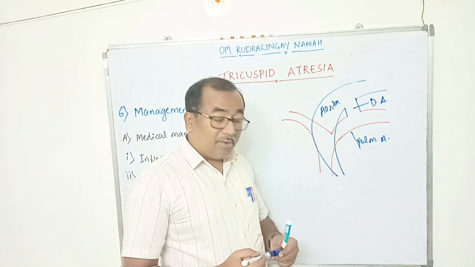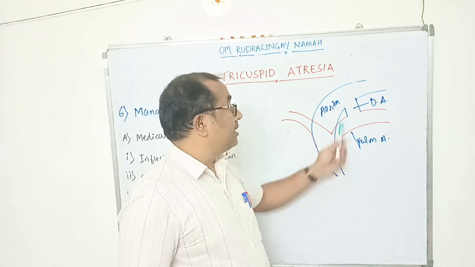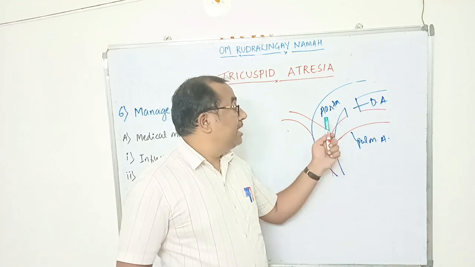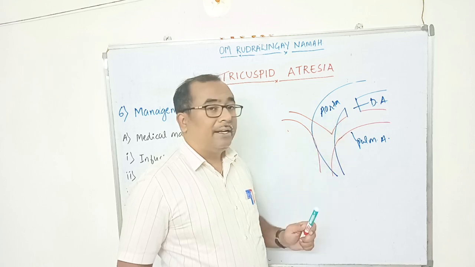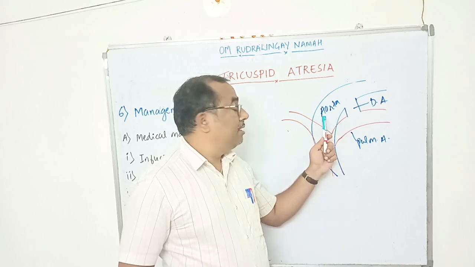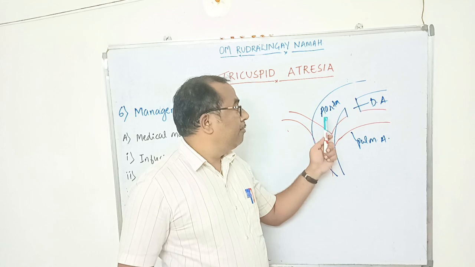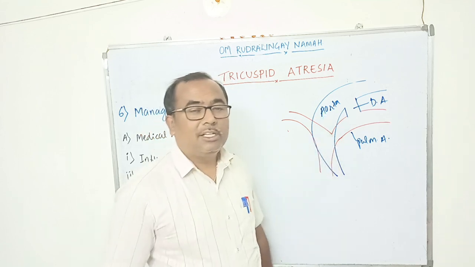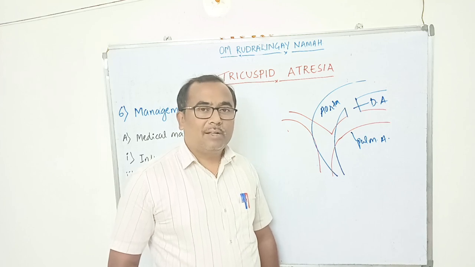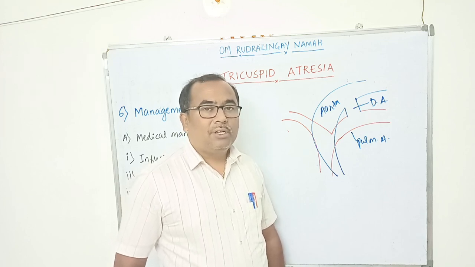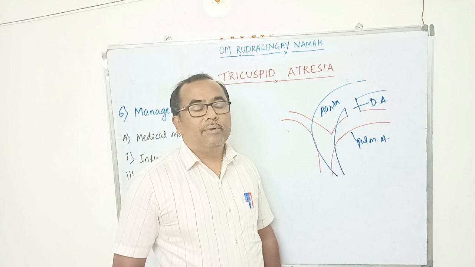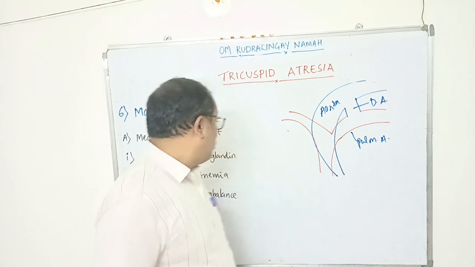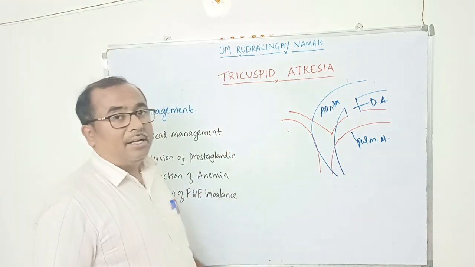So how is it going to help in tricuspid atresia? When the ductus arteriosus remains open, there is a shunting of blood from the high pressure aorta to the pulmonary artery. This leads to increased pulmonary blood flow, increased oxygenation of blood, and increased oxygenated blood supply to the peripheral tissue, thereby reducing the cyanosis. So on administration of prostaglandin we can reduce the cyanosis.